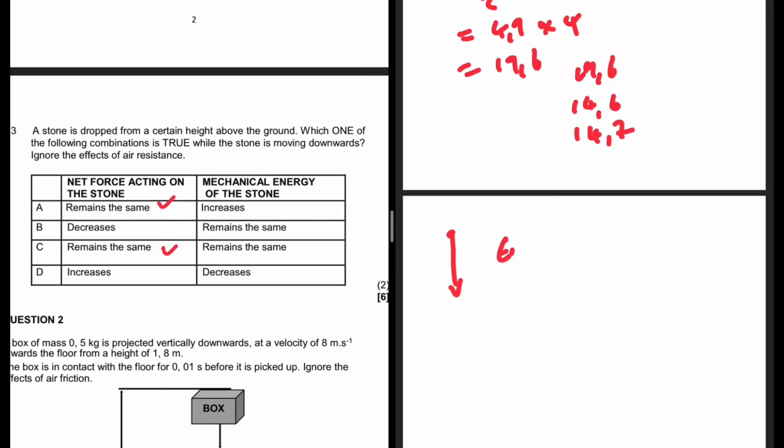Don't forget that the mechanical energy is equal to the sum of the kinetic energy plus the potential energy. And in a closed system, the mechanical energy is conserved, right? So we are ignoring the effects of air resistance, and the only force acting on the object is gravitational force. So the mechanical energy is going to be conserved, so it is going to remain the same. So the answer to 1.3 is C.